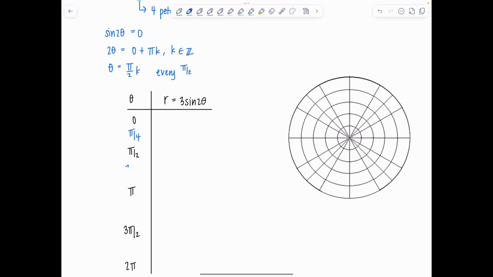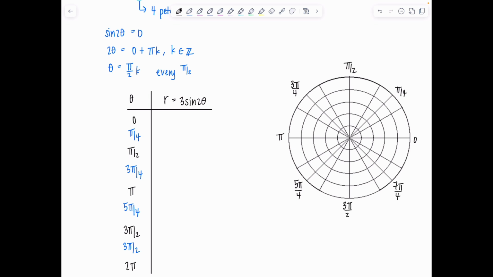Halfway in between is going to be 3 pi over 4. Halfway in between is 5 pi over 4. Halfway in between is 6 pi over 4, aka 3 pi over 2. Okay. 0, pi over 4, pi over 2. I'm not labeling the rest because I don't need them in this one. 3 pi over 4, pi, 5 pi over 4, 3 pi over 2, 7 pi over 4.